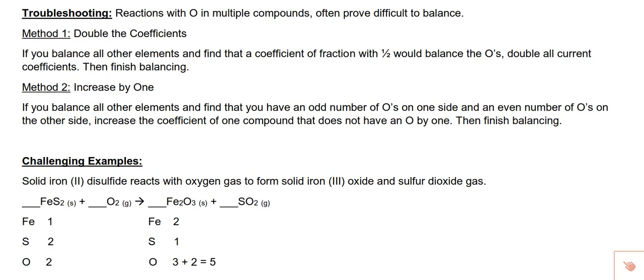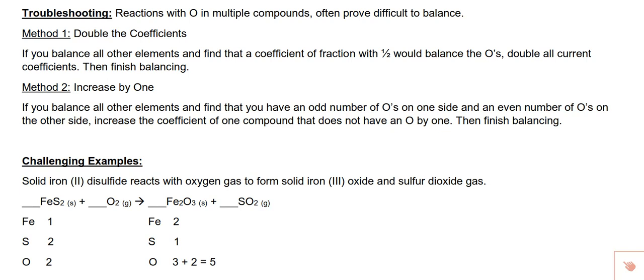In this first challenging example, we have solid iron(II) disulfide that reacts with oxygen gas to form solid iron(II) oxide and sulfur dioxide gas. I've written everything out here with spaces and pluses and the arrow. I've also listed out all of the elements that are in the reactants and products in the same order, paying special note to the fact that there's oxygen in 2 places on the products to give me a total of 5.